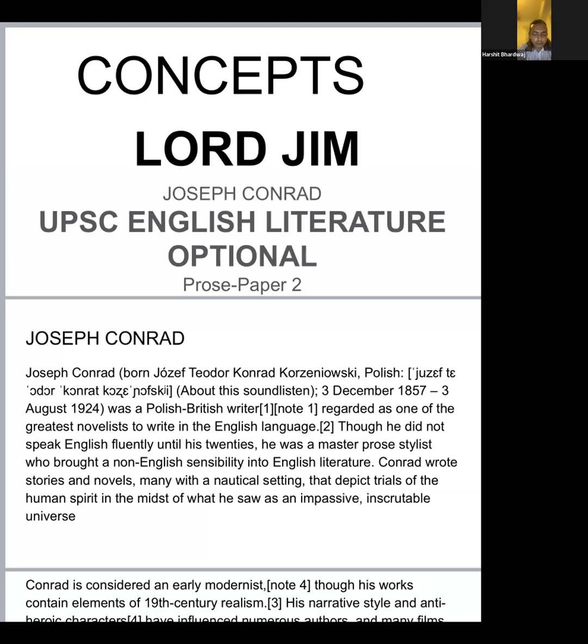Let's start. I hope you had the chance to read the text, Lord Jim. It is a small text, but it's not easy reading. I agree. But this is how the texts in paper 2 are going to be. Passage to India was the easiest, most accessible text. But then we have Lord Jim.